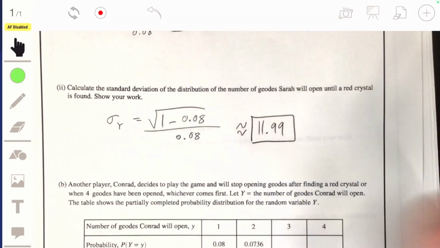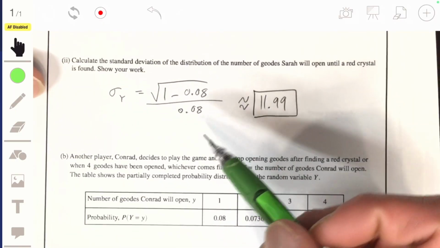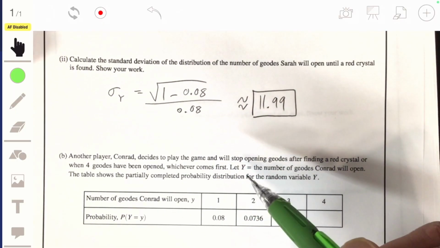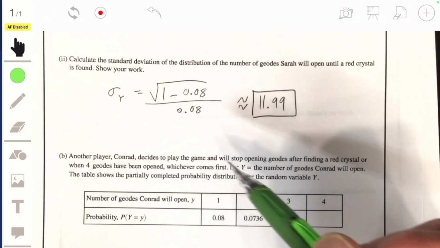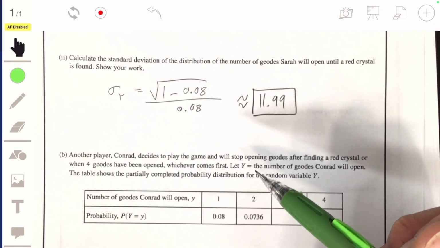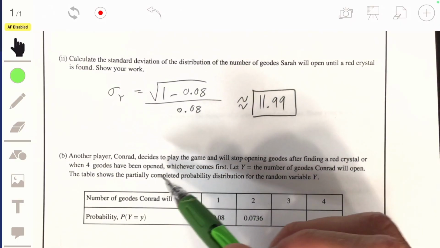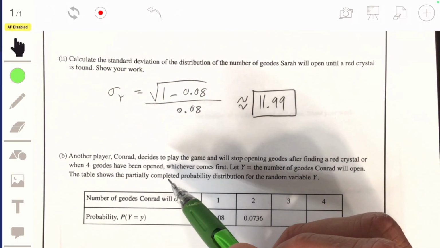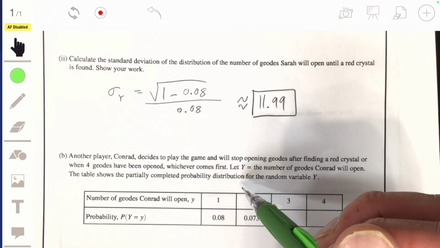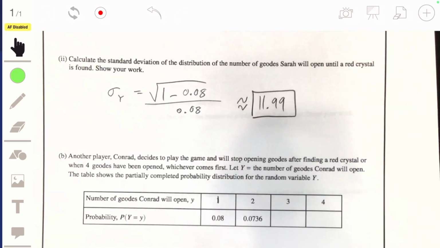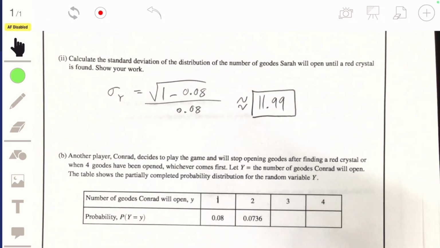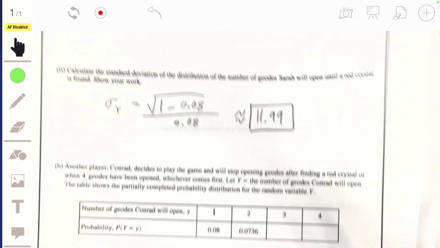Another player, Conrad, decides to play a game and will stop opening geodes after finding a red crystal, or when 4 geodes have been opened, whichever comes first. Let y equal the number of geodes Conrad will open, and the table shows the partially completed probability distribution for the random variable y. So this is showing the probability that he gets it on the first try, and the probability that he will get it on his second try, or not get it on the first try and then get it on the second try. Let's go to the next page.